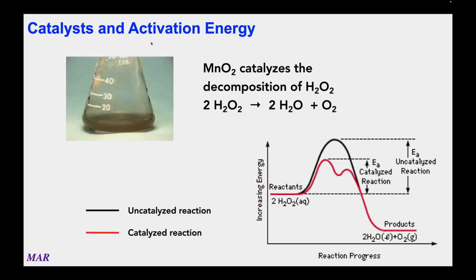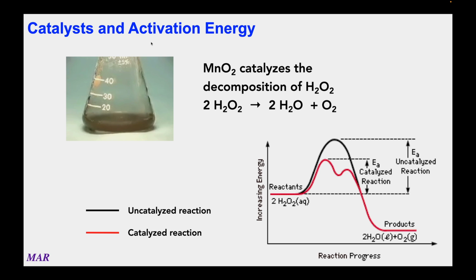We've talked about the decomposition of hydrogen peroxide into water and oxygen, and hydrogen peroxide will decompose eventually to water and oxygen. It's true. However, if you add a catalyst, as you can see, it goes a lot quicker. Manganese 4 oxide, i.e. manganese dioxide, is one example of a catalyst that makes this happen.